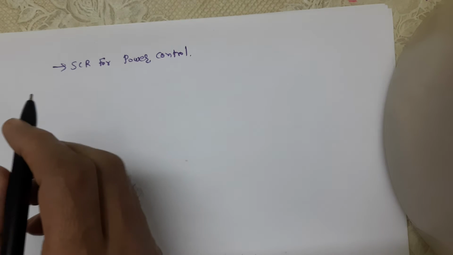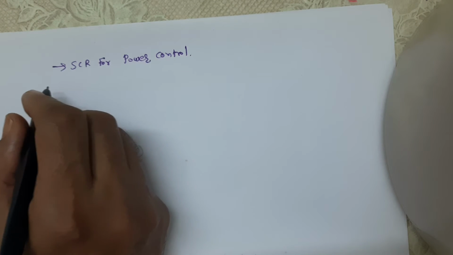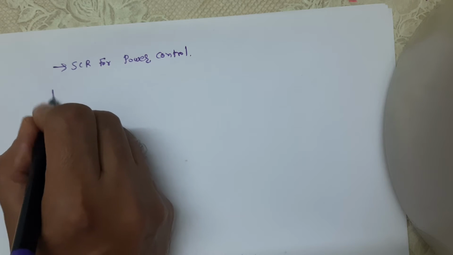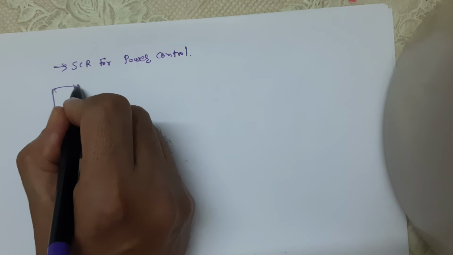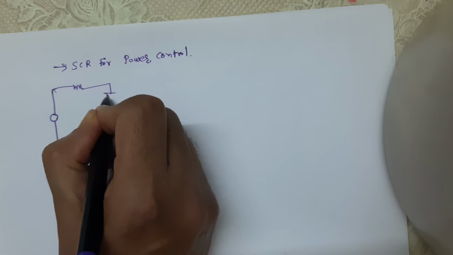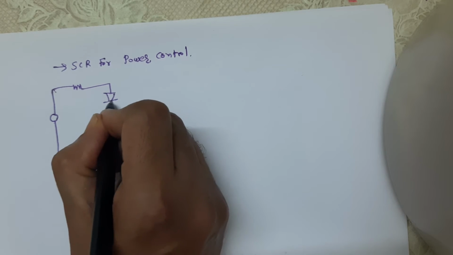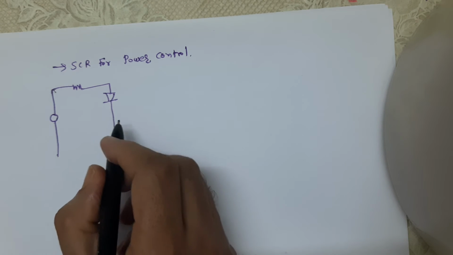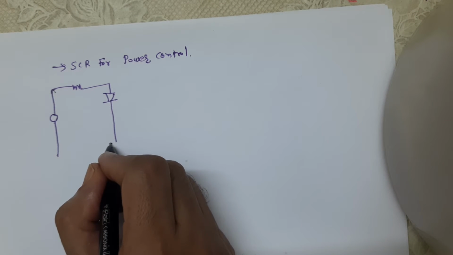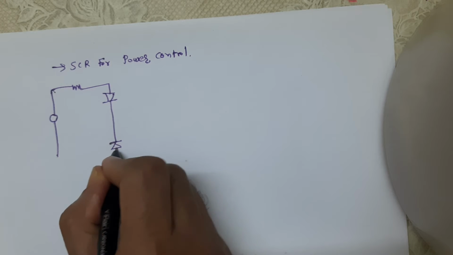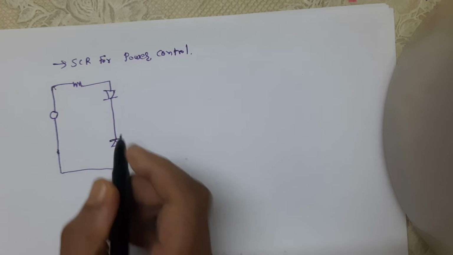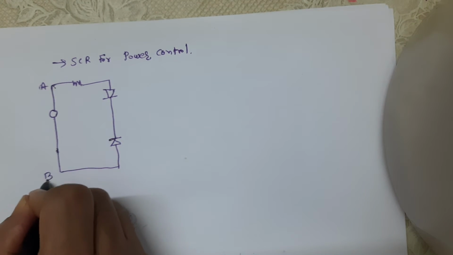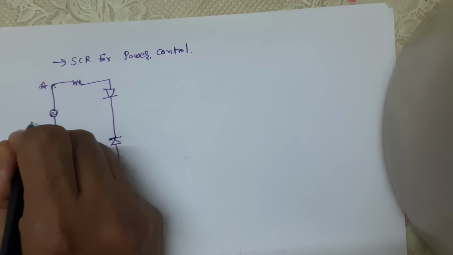For this, the circuit diagram looks like this. This is the AC source, again RL, diode D1, then diode D2, and it is connected to the B terminal. This is the A terminal, this is the B terminal, this is our AC source.